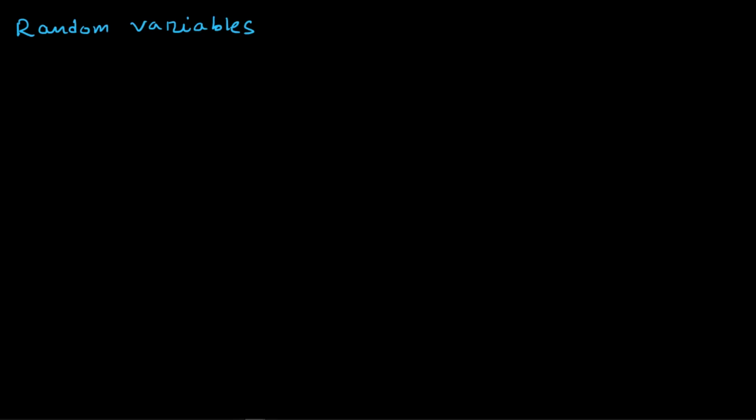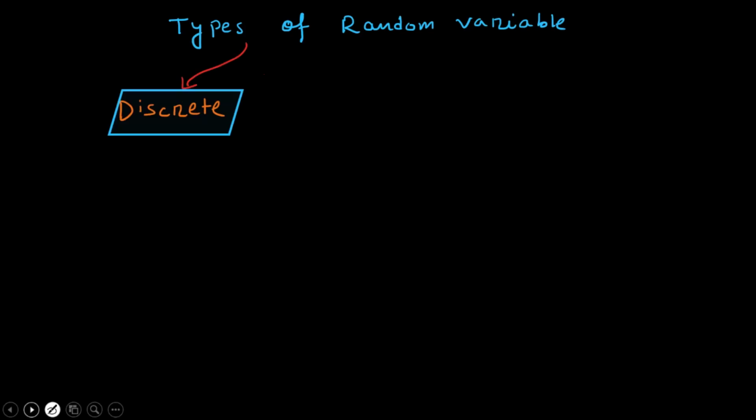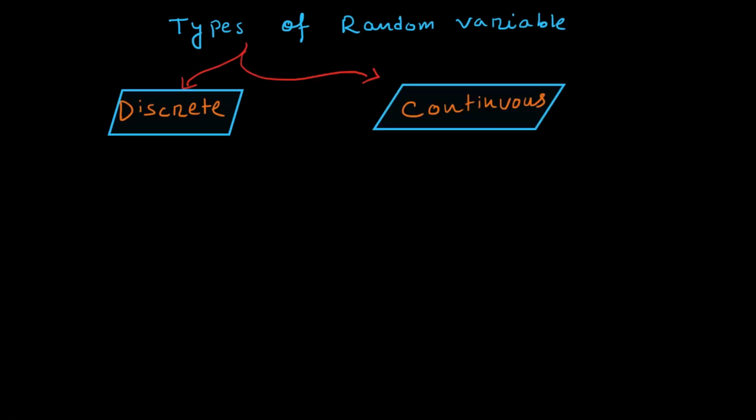What are the different types of random variables? That is a topic we are going to discuss here. Types of random variables. There are two types of random variables. What are they? The first is discrete, and the second is continuous.